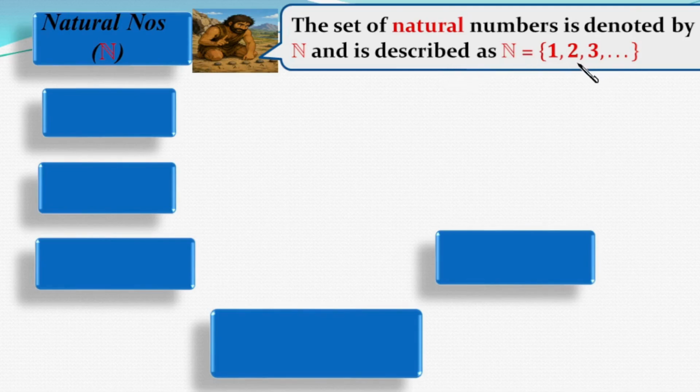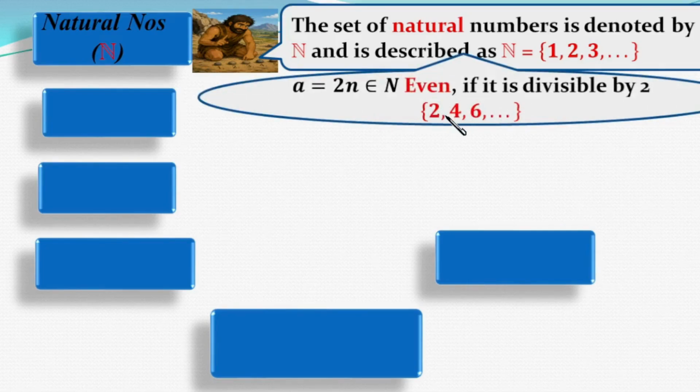We can subdivide this set of natural numbers into different sets based on the properties the numbers contain. The first set we have is the set of even numbers. A natural number is called even when it is divisible by 2. When you divide a number by 2, if the remainder is 0, then that natural number is called an even number. Or if it is a multiple of 2, we call it an even number.